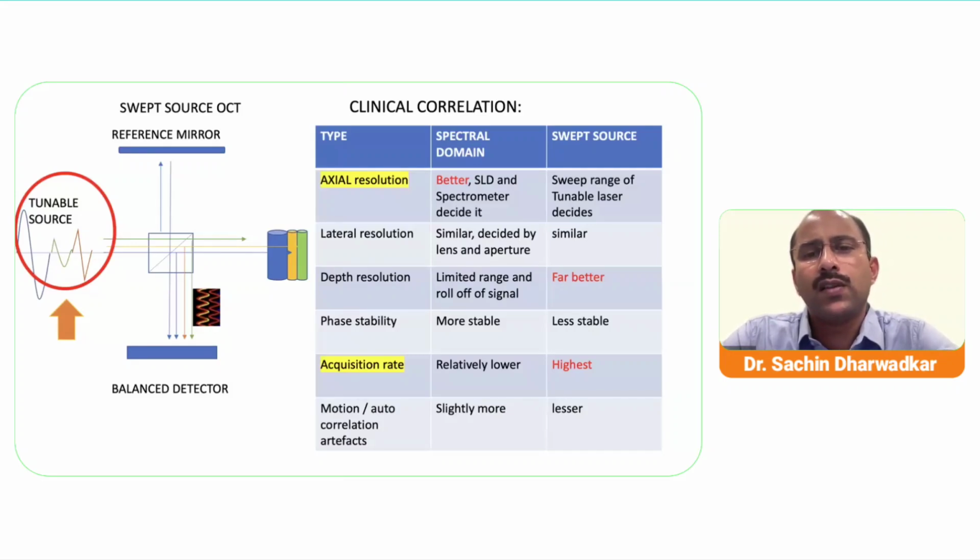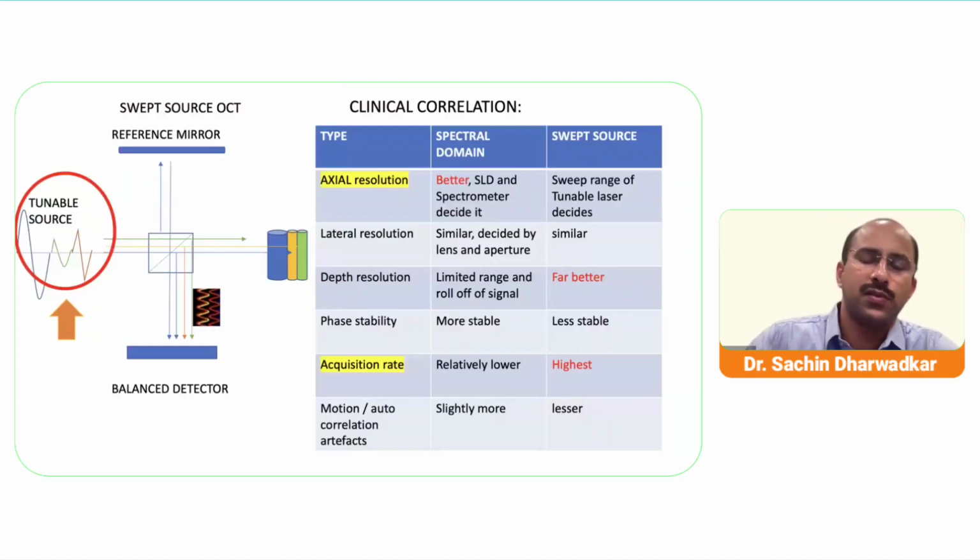The depth is definitely limited in the spectral domain OCT because of limited range and the roll off of signal. Whereas in swept source, because of using the longer wavelength, the depth assessment is much better. Phase stability is more stable in the spectral domain, and the acquisition rate, although very high, is still slightly lower than the swept source OCT. So, as correlated to the speed, the motion artifacts in the spectral domain will be a shade more than the motion artifacts in the swept source OCT. So, these are the clinical aspects that we need to know.